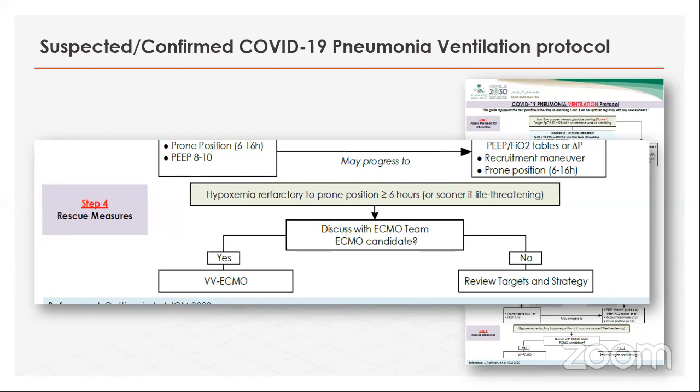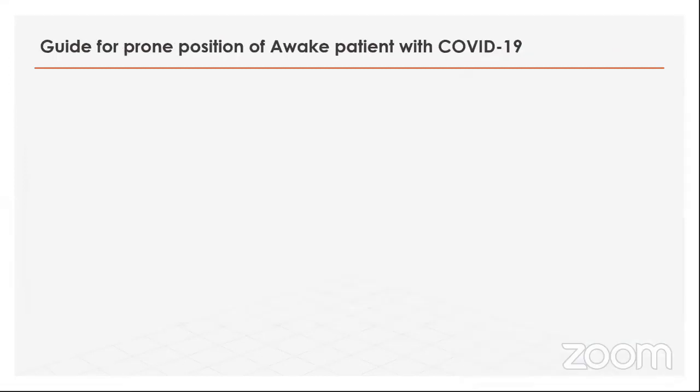The rescue measures start from the point where we still don't have a mortality benefit so far, like ECMO. If the hypoxemia is refractory to prone position for more than 6 hours, with no response, then we involve the ECMO team, and we decide if the patient is a candidate according to the criteria. You can also find the criteria in the protocol for a patient candidate for VV ECMO. If not VV ECMO, then we have to review our targets and the strategy again, or continue with what kind of support.